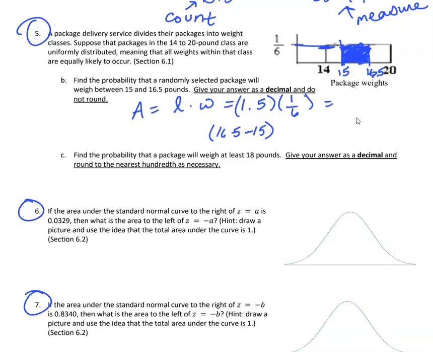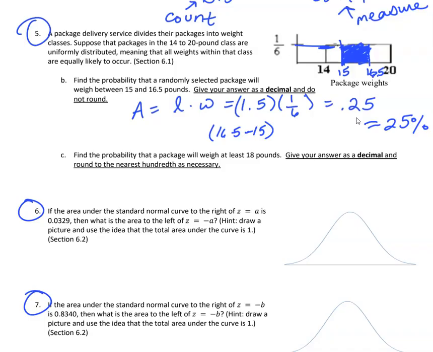So if we go to our calculator and we do 1.5 times 1/6, I'm getting 0.25. And so that should make sense because probability, remember, has to be between 0 and 1. In decimal form, that would be the same as 25%. There's a 25% chance a package will weigh between 15 and 16.5 pounds.